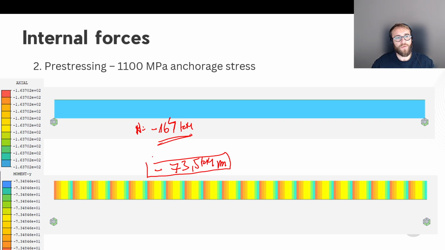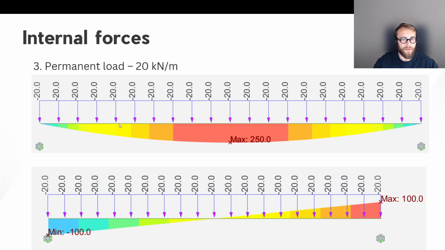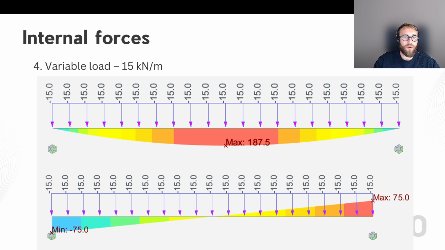So this is what we got, and we can move forward to the permanent load that evoked 250 kilonewton meter in the middle, and the variable load with 15 kilonewton per meter is declared by the 187.5 kilonewton meter that is coming out of the simulation.